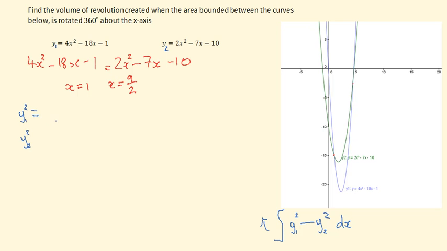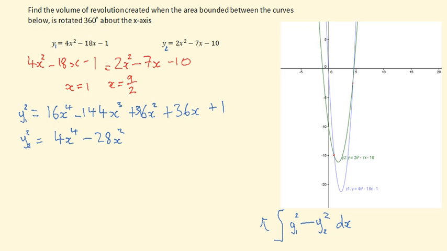You should, after lots of very exciting mathematical manipulation, end up with 16x to the power of 4 minus 144x cubed plus 316x squared plus 36x plus 1. And with y2 squared, again some nice complicated algebraic manipulation, should end up with 4x to the power of 4 minus 28x cubed plus 9x squared plus 140x plus 100.